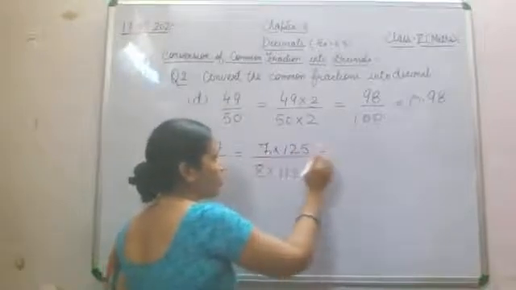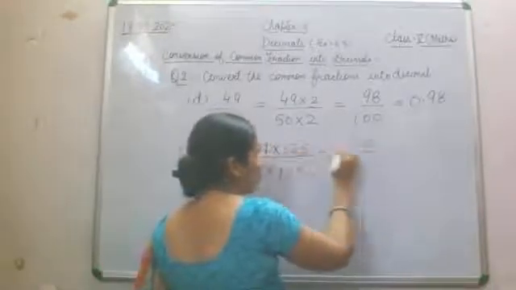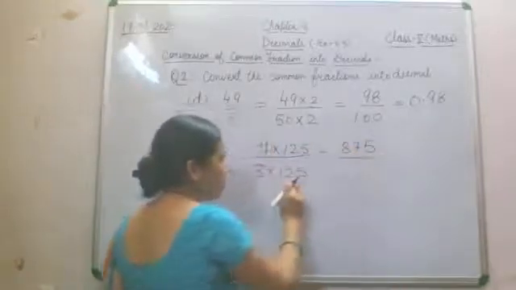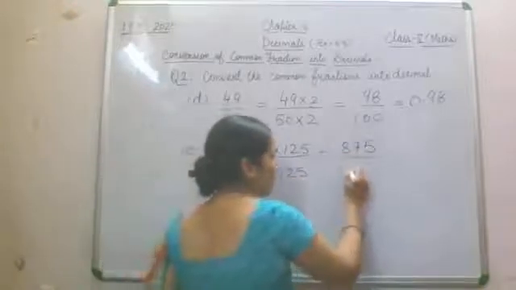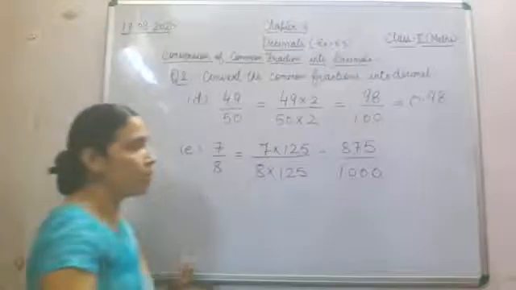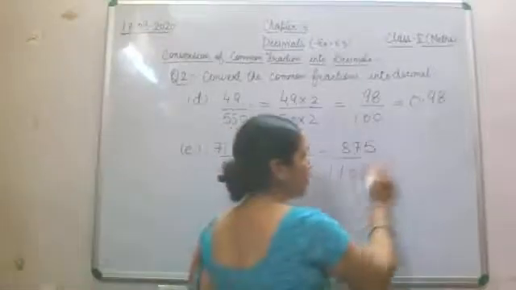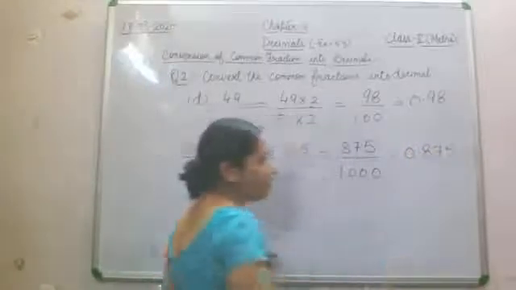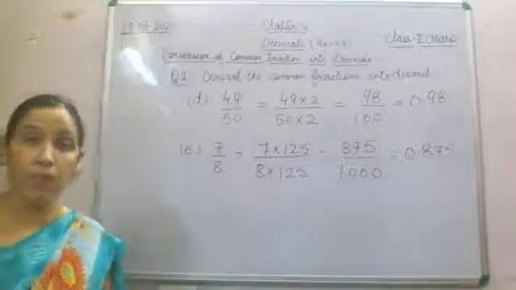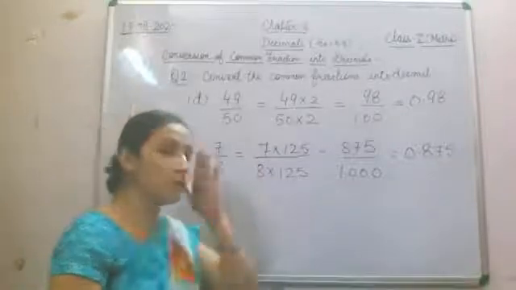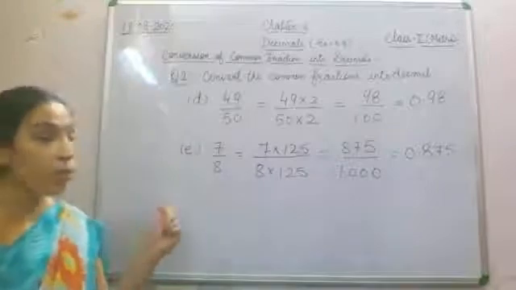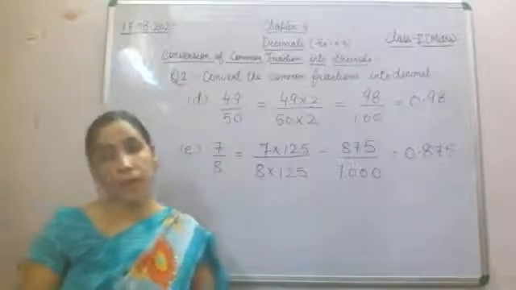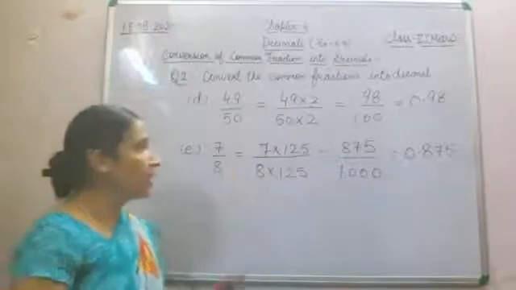So what will we get here? 7 5s are 35, 7 2s are 14, 15, 16, 17, 1 7 is 7, so 875. And 125 multiplied by 8 becomes 1000. So what will be the answer here? 3 decimal places you require, so that becomes 0.875. Fine. Whenever 8 comes in the denominator, you simply multiply it by 125 to get 1000, because 8 is not possible to convert into 10 or 100. So the E part is also clear.